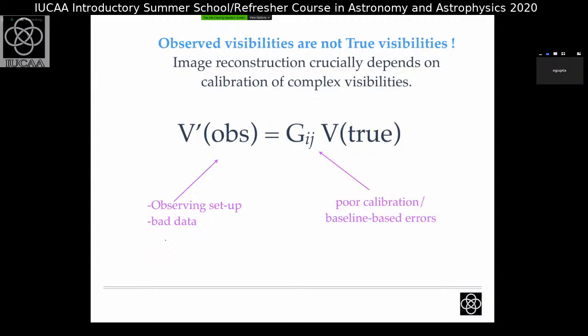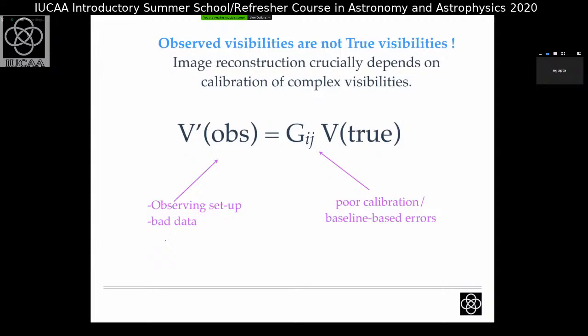So on extreme right, we have true visibilities, V true. They get modified by the gain of the interferometer. ij represents here the i and j antenna. So let's say we are talking about a particular baseline, then antenna i and j will introduce their gain into it, and then I am measuring certain visibilities. So those visibilities we observed are not true visibilities. I need to do calibration to recover V true.